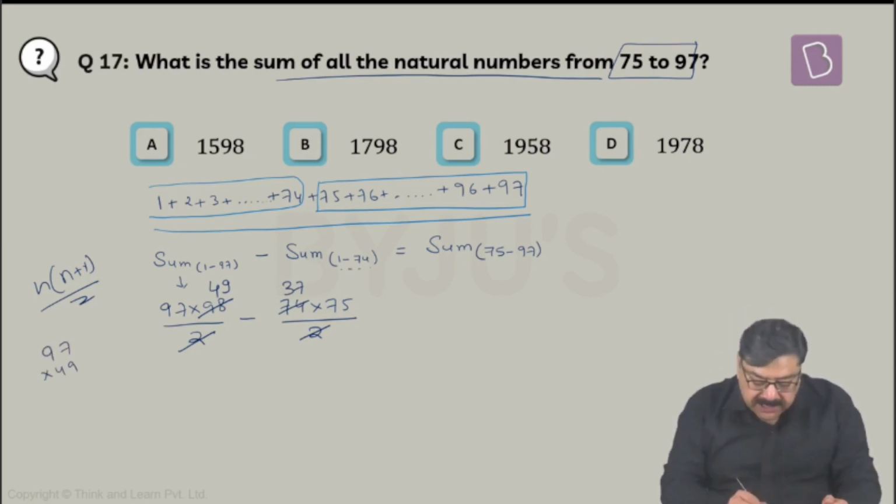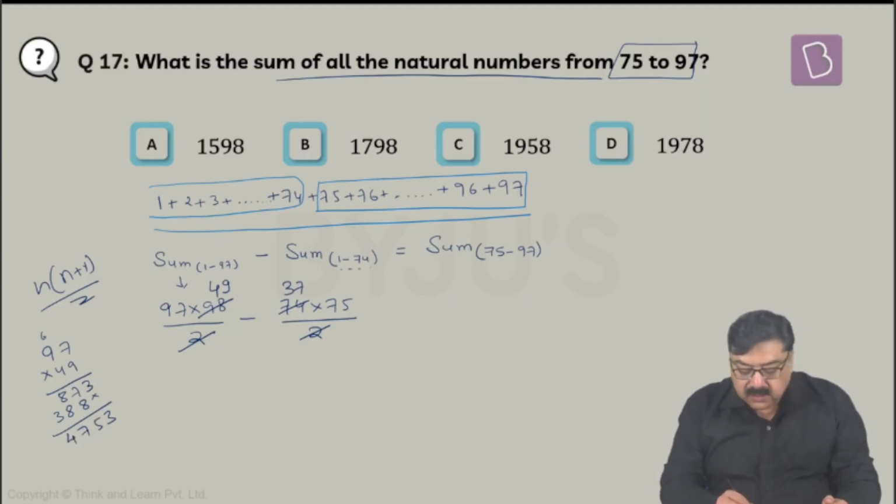97 into 49. 7 9s are 63. 9 9s are 81, becomes 87. 4 7s are 28. 4 9s are 36, plus 2, 38. We get 3, 5, 7, and 4 here. So we have 4, 7, 5, 3, from which we have to subtract.